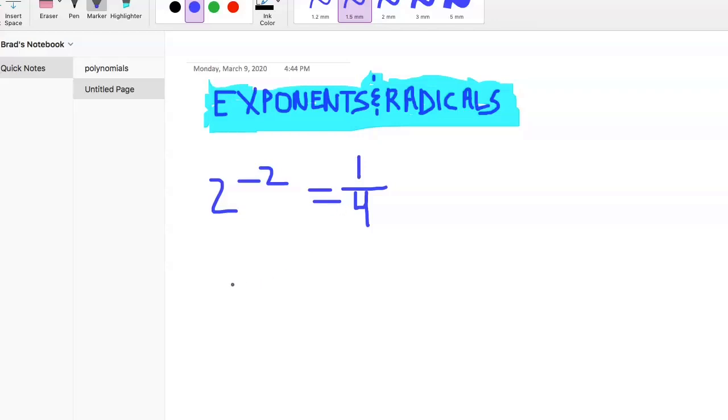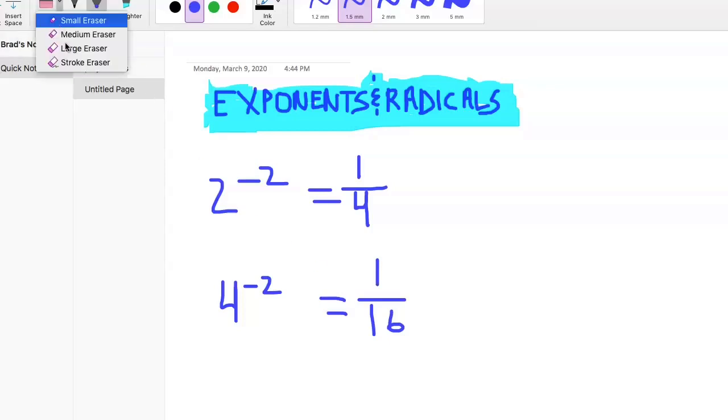And you want to see another one? 4 to the negative 2. If we had 4 squared, that would be 16. Yes, 4 times 4 is 16. So this time 16 is on the bottom, 1 is on the top. That's really all there is to it. 5 to the negative 2, we'd have 1 over 25 for the answer. So that's all you're really doing.